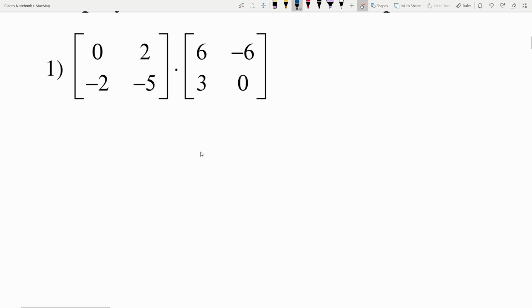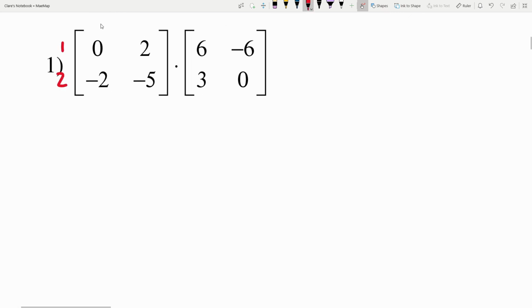In number 1, we have, let's count, 2 rows by 2 columns. So our matrix in number 1 is a 2 by 2, and the next matrix that it's being multiplied by is 2 rows by 2 columns. So this is a 2 by 2. Again, the number of columns of the first matrix has to match the number of rows of the second matrix. And 2 does indeed match 2, so we can multiply these.